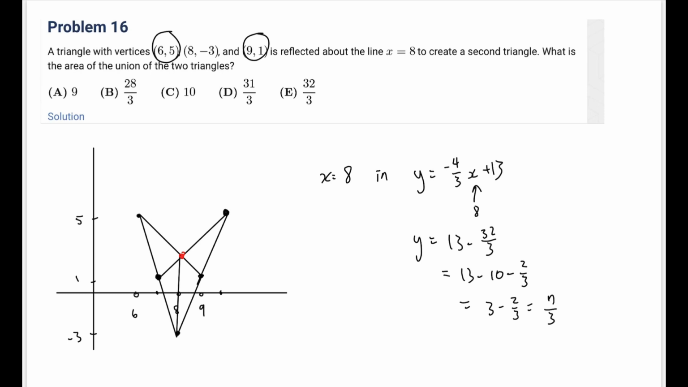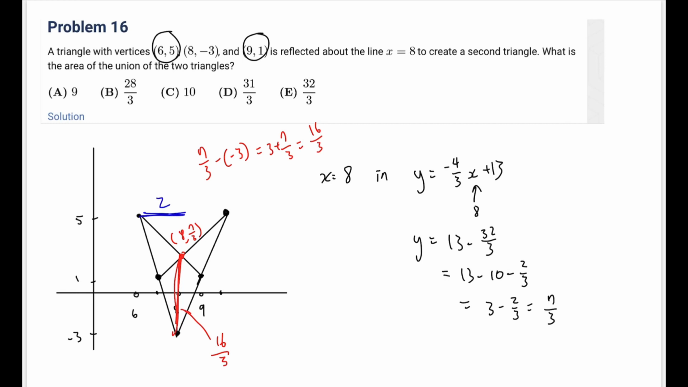Yeah, so this is 8, 7 over 3. Let's put this in red. 8, 7 over 3. And so 7 over 3, and this minus 3 would be, no, this would be 3 plus 7 over 3, this is 9 plus 7, 16 over 3, and so the area of the union of the two triangles would be, this is 16 over 3, and this height would be 2, right?